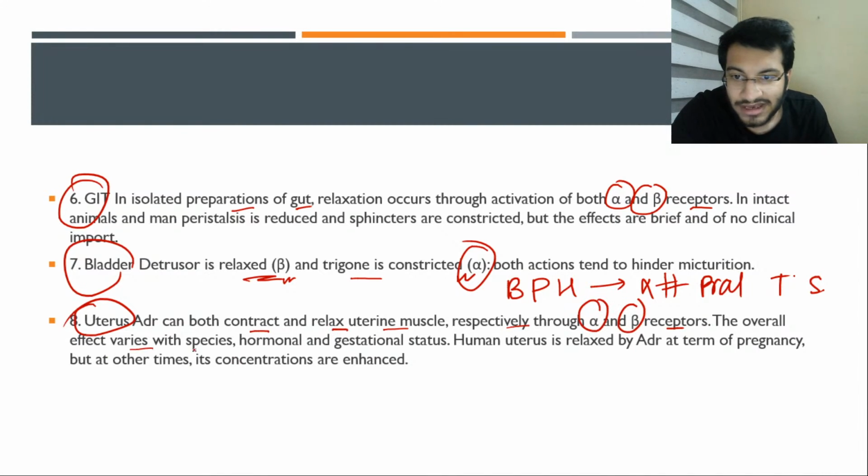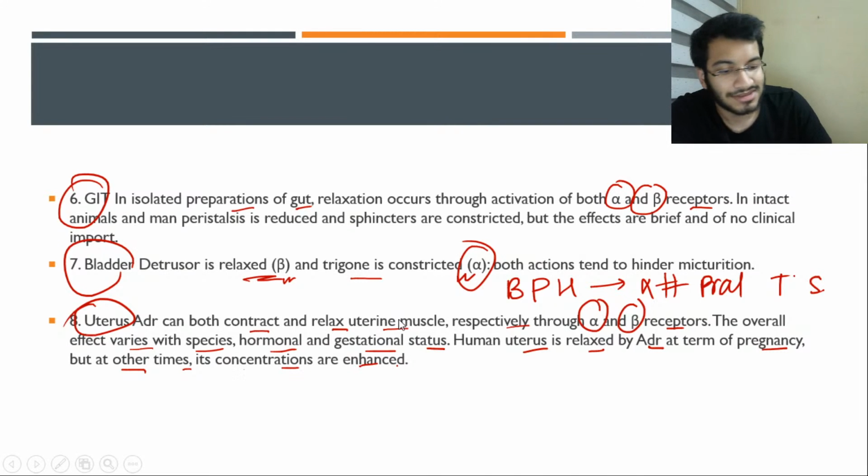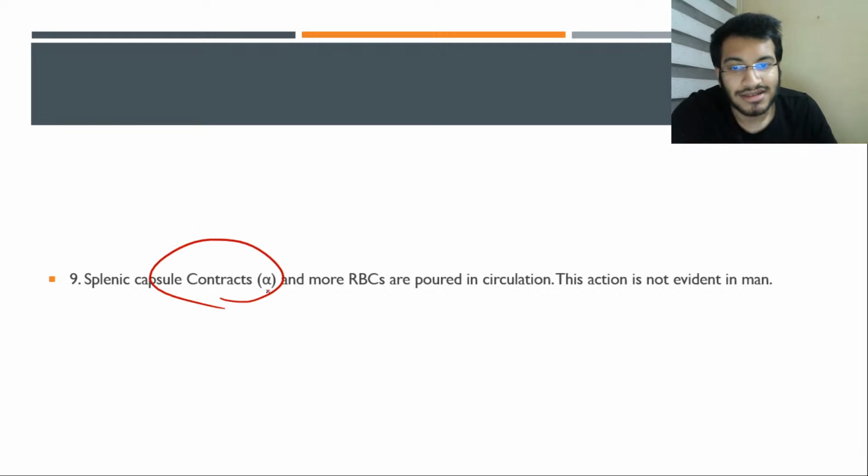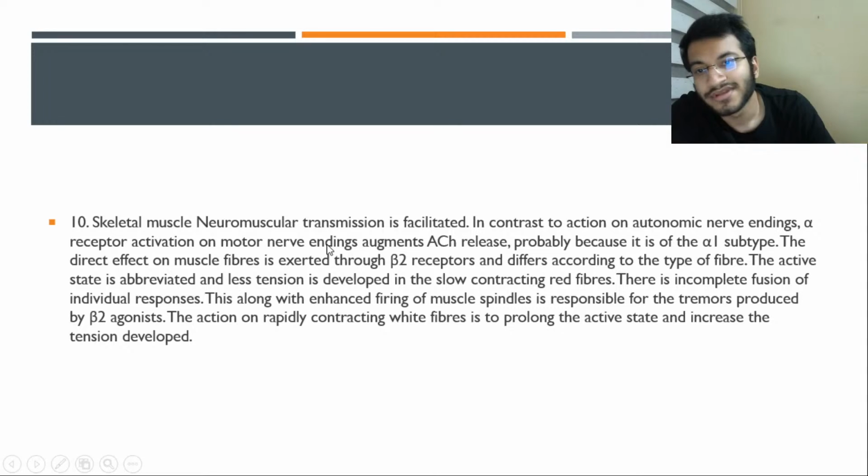On the uterus, adrenaline can both contract and relax the uterine muscles, respectively through alpha and beta receptors. The overall effect varies with species, hormonal and gestational status. Human uterus is relaxed by adrenaline at term of pregnancy, but at other times its contractions are enhanced, right? And the splenic capsule contracts due to alpha receptor, and more RBCs are poured into circulation, but this is not evident in man. This is theoretical, not practical.